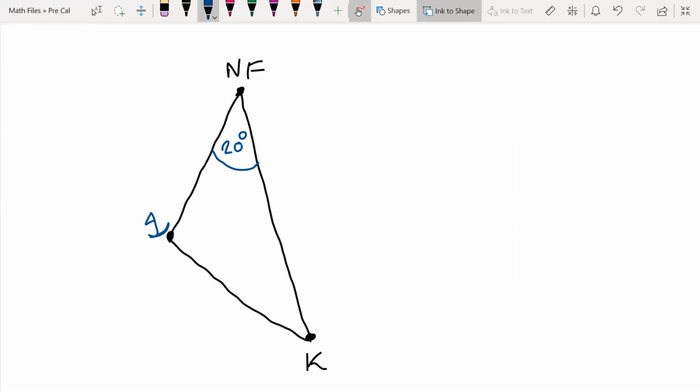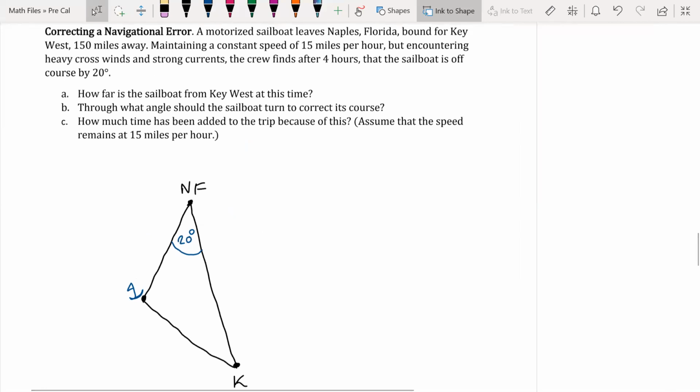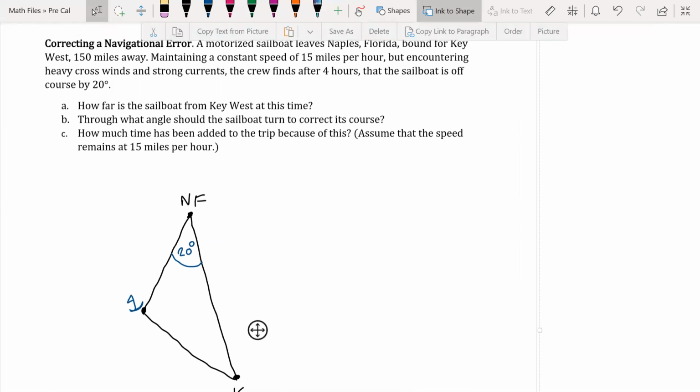150 miles per hour or 15 miles? I don't know. 15 or 150 miles. We were going 15 miles per hour. And how long were we traveling? 4 hours. So how far have we gone? 60 miles. Good. We've gone 60 miles so far. So that answers A.